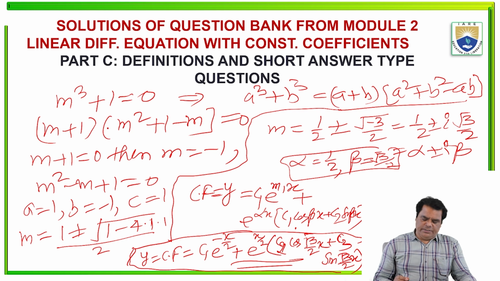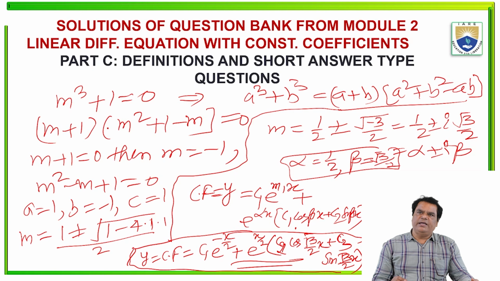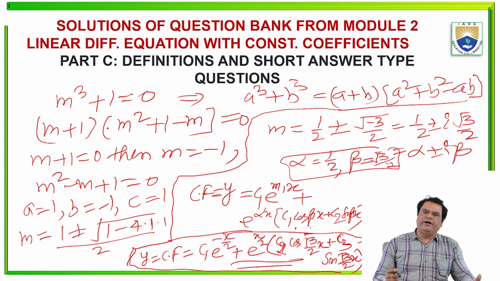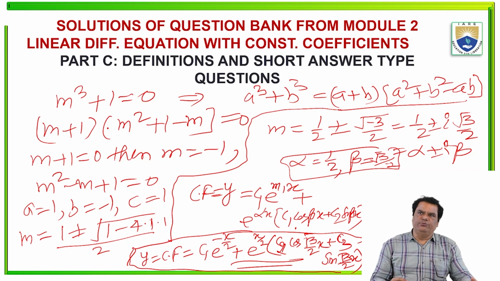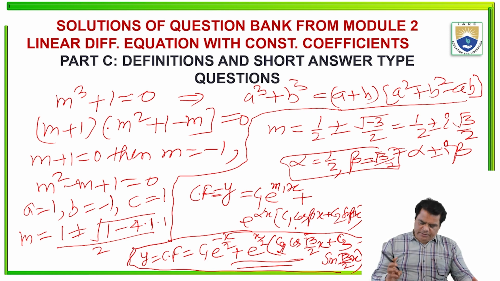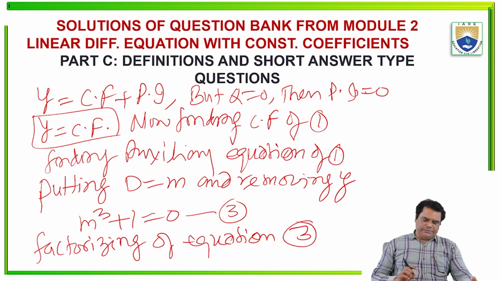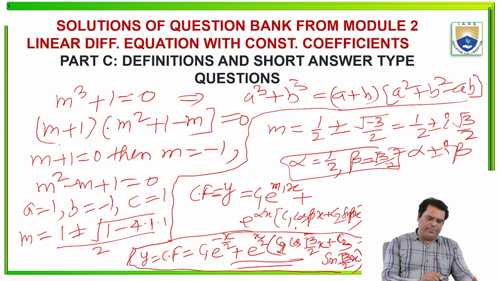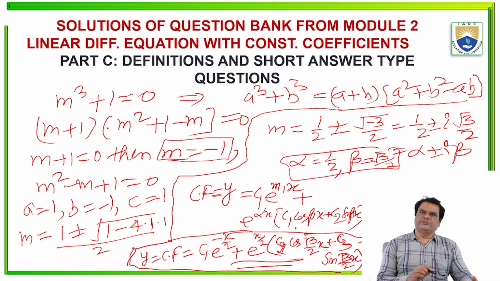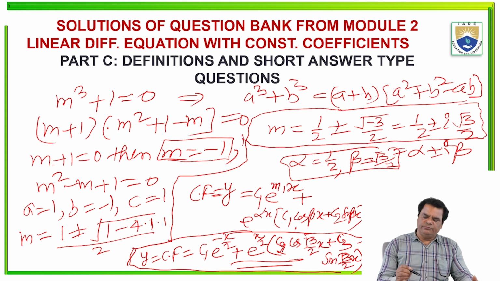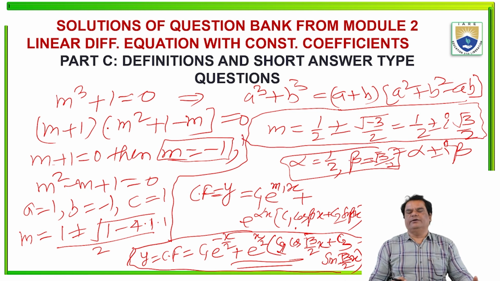Complete CF. This is for roots m equal to minus 1. This is for roots alpha plus minus i beta. Alpha is half and beta is root 3 by 2. Imaginary roots. First root is m equal to minus 1. Here m plus 1 equals 0, then m is minus 1. This is the first root. Next root is m equal to alpha plus minus i beta. These roots are imaginary roots, and the value of this is this.